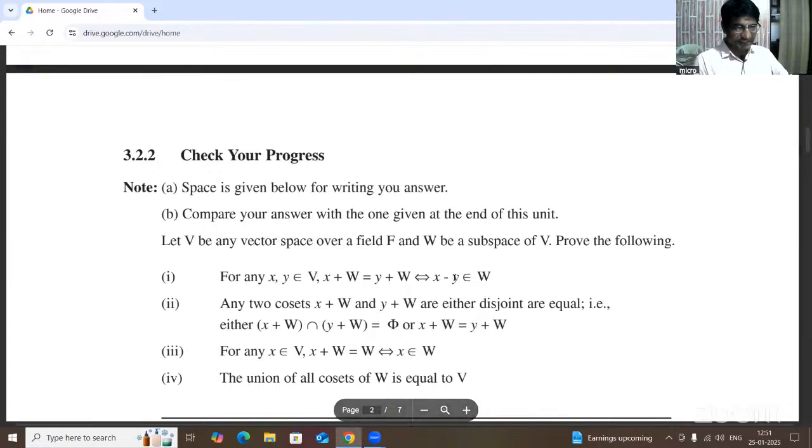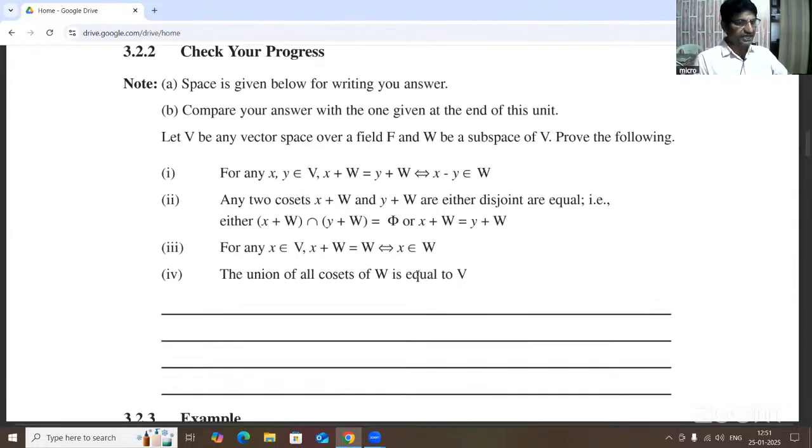Okay. Either this or this. That is, the cosets are either disjoint or identical. And the third condition: x being any one of the vectors, either the left coset or the right coset must be a subgroup. In group theory, suppose small h is any arbitrary element of capital H, then capital H into small h, that is the right coset, equals the subgroup capital H. In the same manner, x plus w, x being any one of the vectors, x plus w equals w.